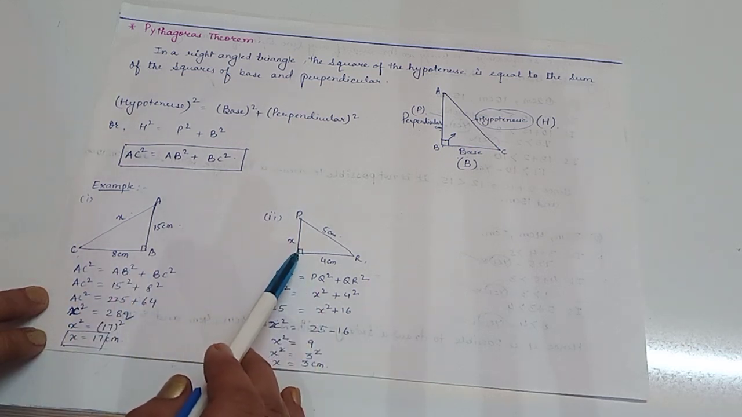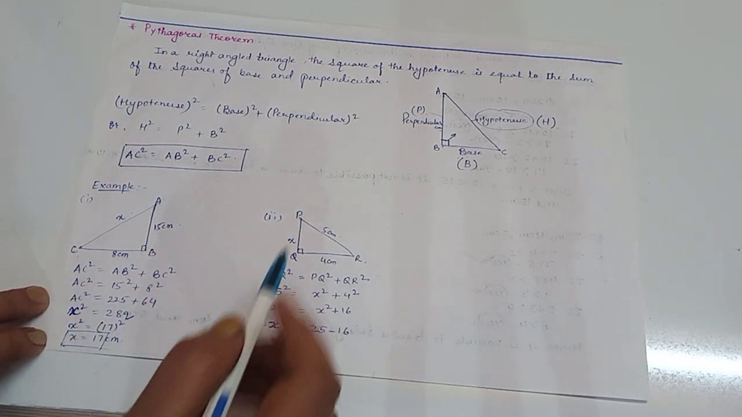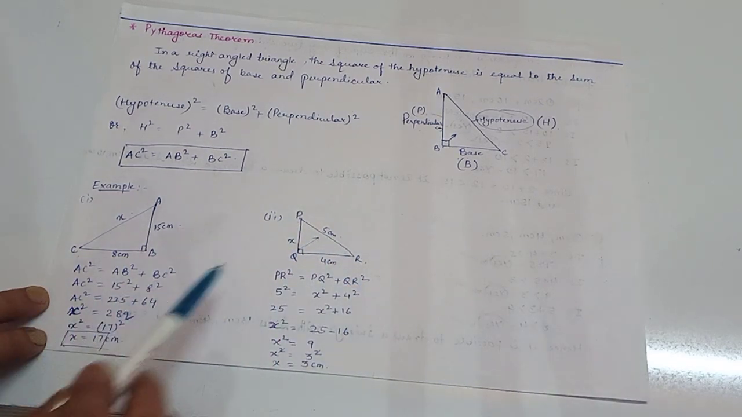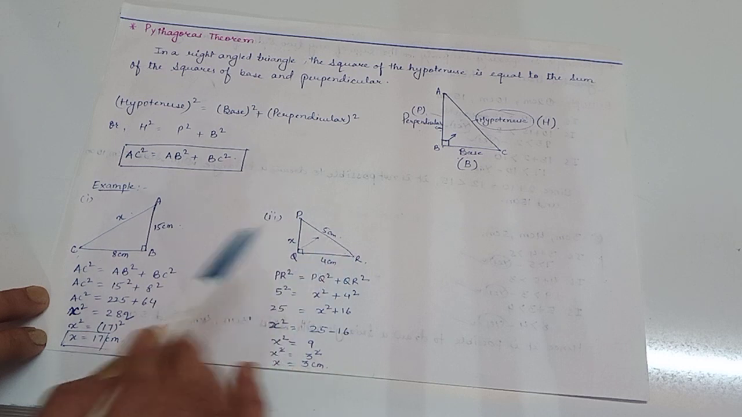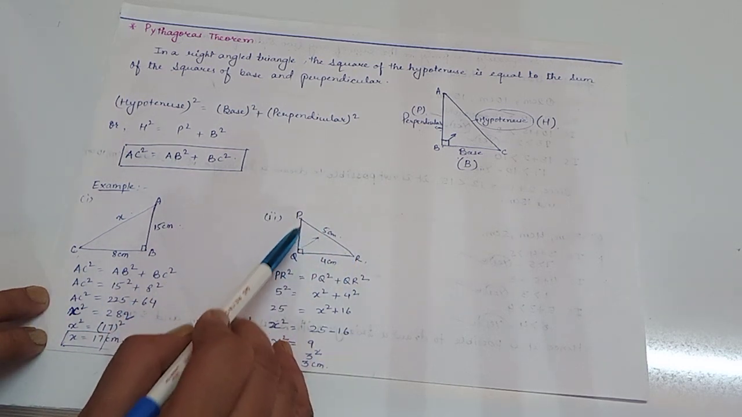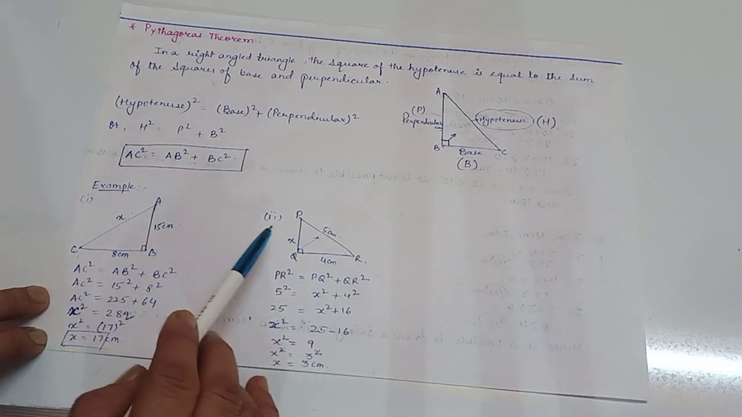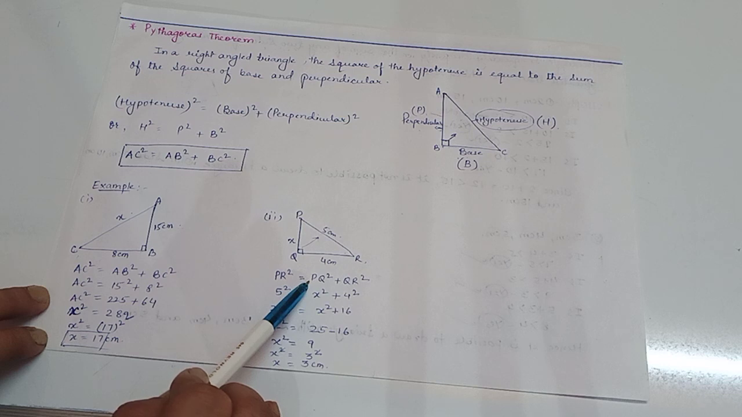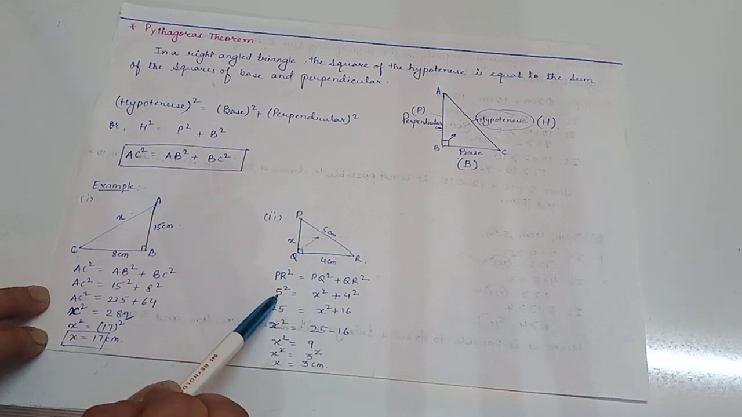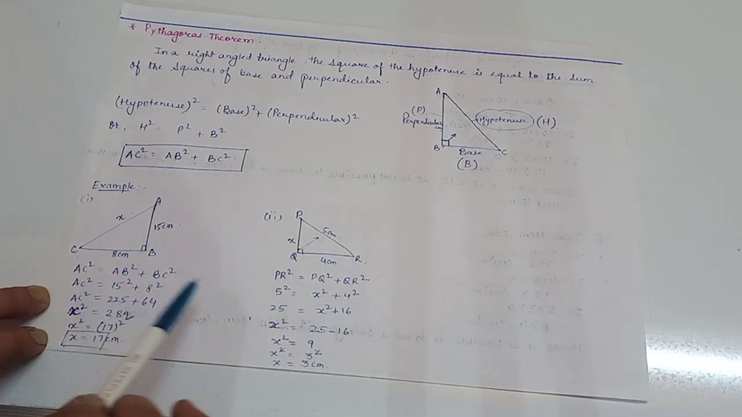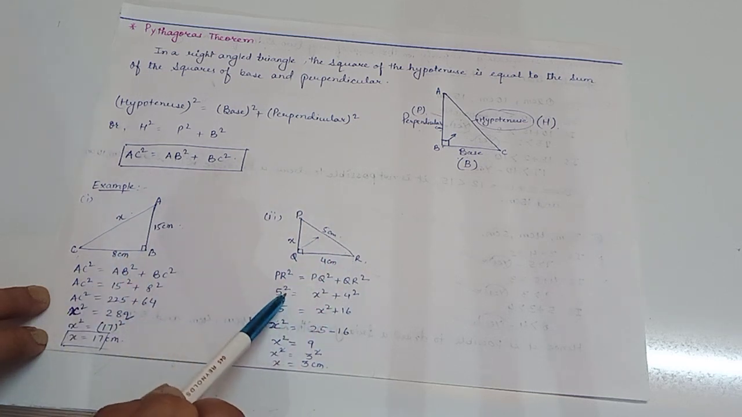Here, if this is a 90 degree right angle triangle, the side opposite to it is the hypotenuse. So what is the hypotenuse over here? It is PR. PR is the hypotenuse. So we will write hypotenuse square is equal to, that is 5 square is equal to PQ square plus QR square. That's PR square is equal to PQ square plus QR square. So 5 square is equal to x square plus 4 square. 4 square is 16.